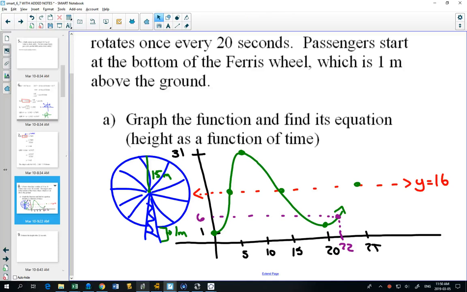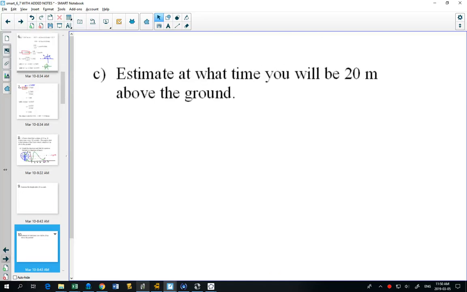Now, if you wanted a more accurate graph, what we could do is put this into our graphing calculator. But in order to put it into our graphing calculator, we would need an equation. Okay? So we've answered that estimate, we're going to answer the next estimate question, and then we're going to find out those answers exactly.